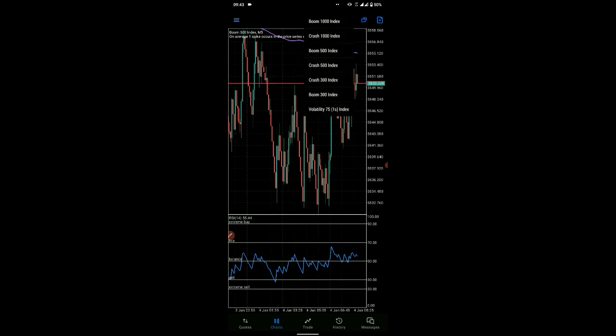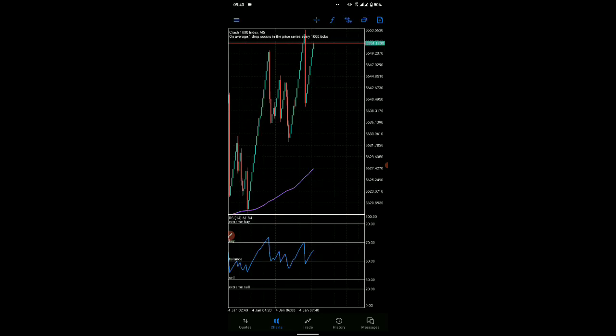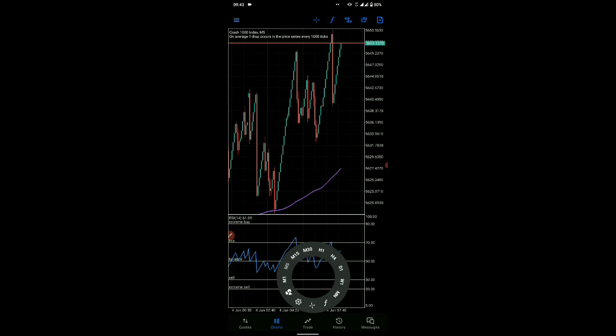Let's take another asset. So in crash 1000, remember I said we are selling a crash. You see this? Right here, it touched our 70 level. So had it been we wanted to buy, we'd have bought here.